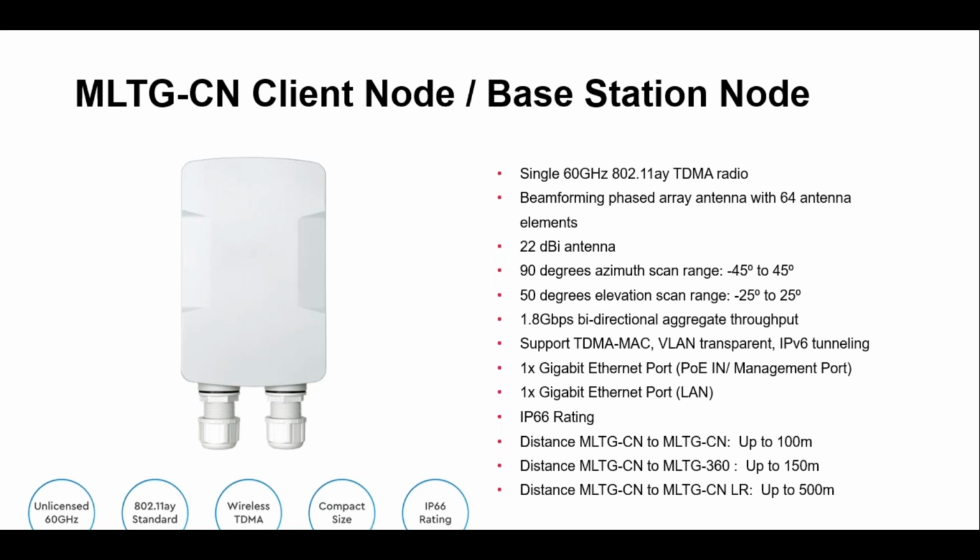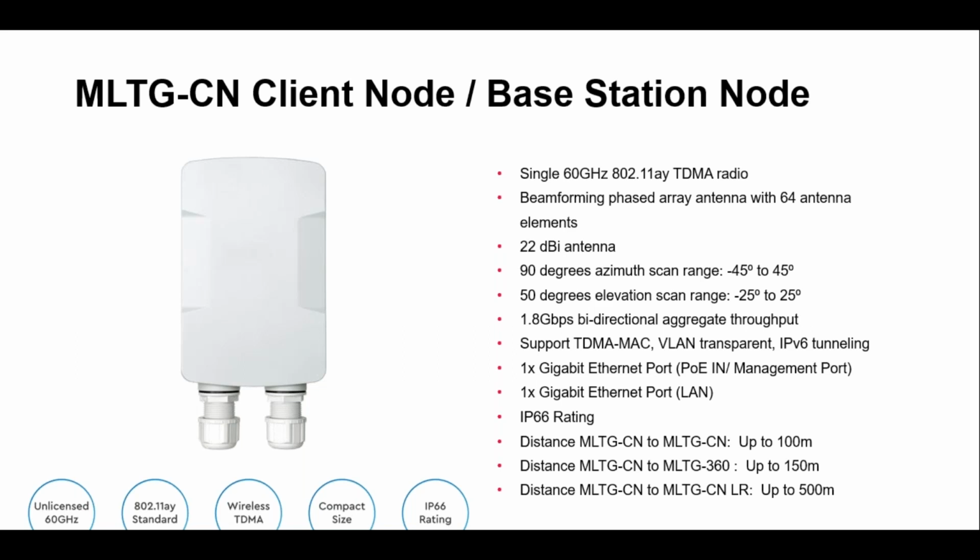On this radio though, it's 1.8 gigabits bidirectional. So it's 900 up, 900 down. And it has a 1 gig ETH port. So ultimately you're going to be limited by the Ethernet port anyway, which is about 940 megabits typically.